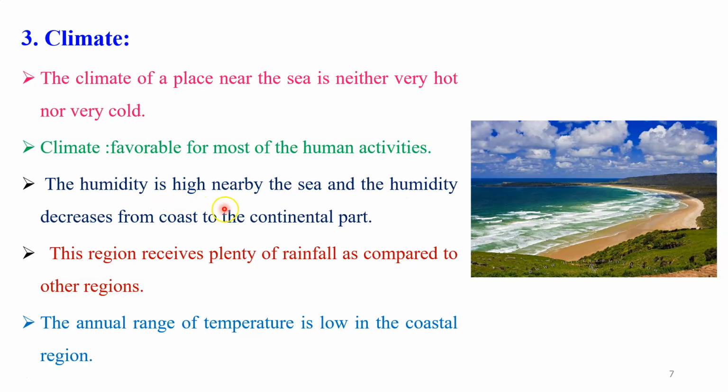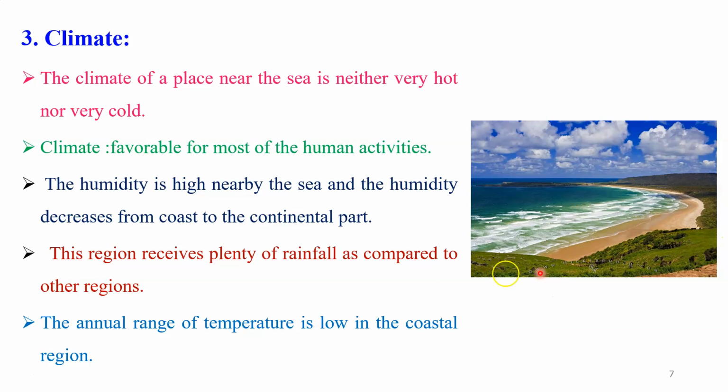The humidity is very high near the sea or the ocean part, but if you move from the coastal area toward the land area or the continent part, then humidity decreases. Another important feature of the coastal region with respect to climate is that this region receives plenty of rainfall as compared to other regions. Other regions means the internal part of the continental region.